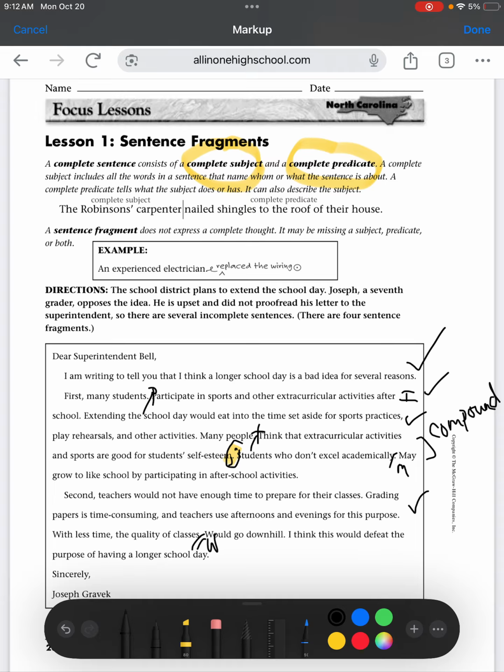If you are in my senior English, you know that we are not going to include "I think" ever. We know that that's what you think, and it again just heightens your writing structure when you get rid of that. This would defeat the purpose of having a longer school day. Sincerely, the person's name.